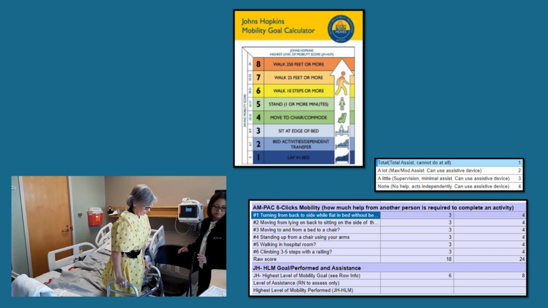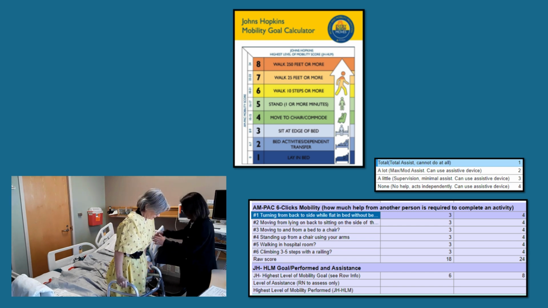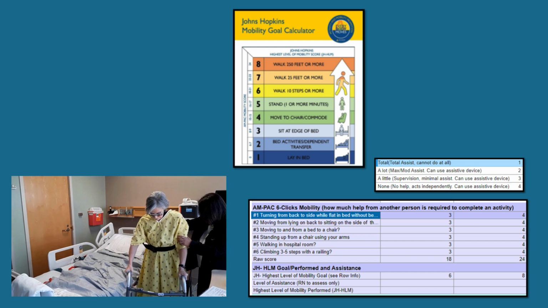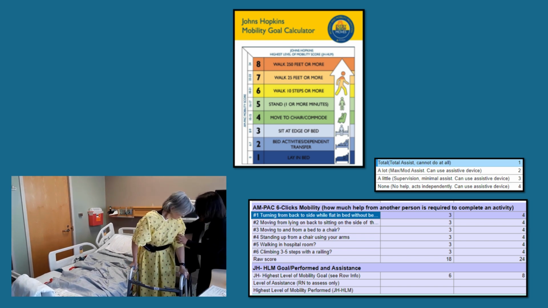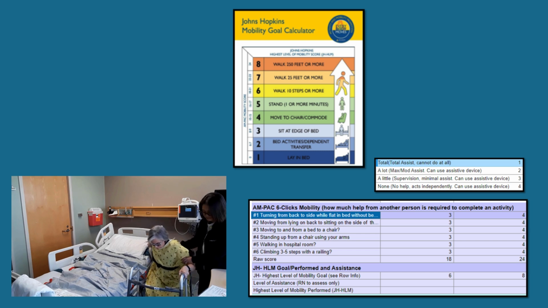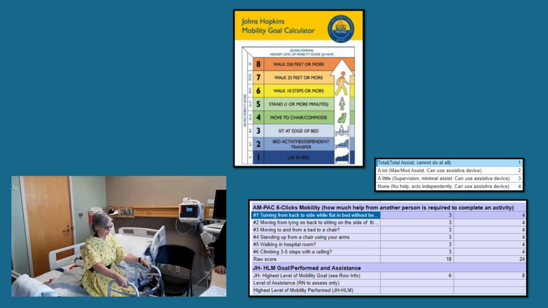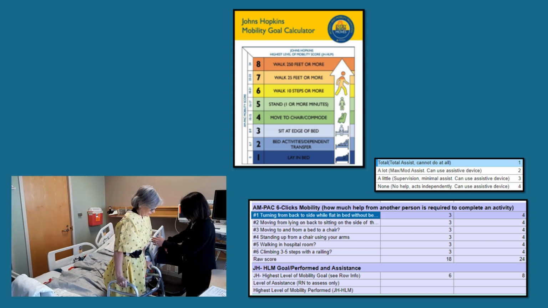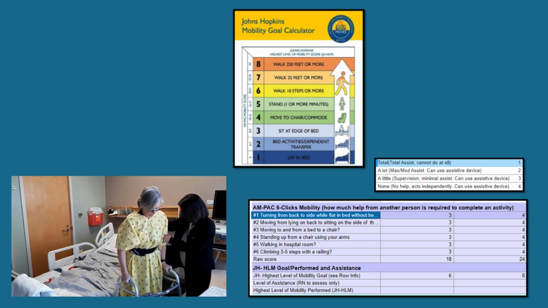Here's another example of a patient wearing a gait belt, utilizing the walker to turn and pivot. The nurse is encouraging the patient to use the side rail of the bed in order to sit. So this would be a level 4, moving to the chair.